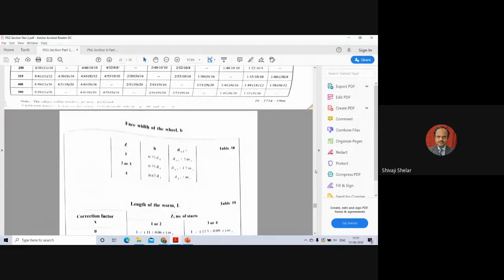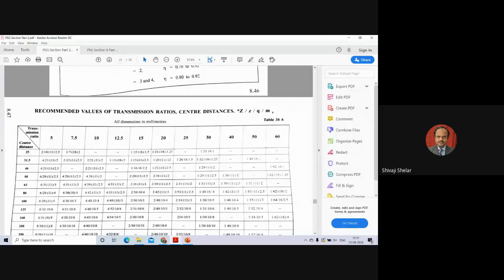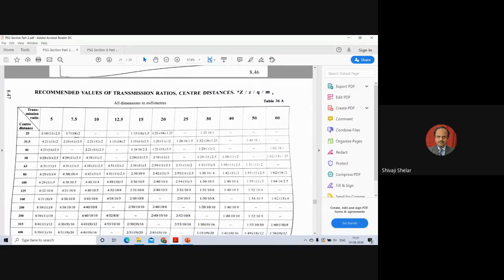Yeah, this is the standard table. It gives recommended values of transmission ratio and center distance. What type of pair can you select for your application? This is the number of pairs available based on your transmission ratio. How much transmission ratio do you require? That is the gear ratio you require: 20, 25, 40, 50, 60.